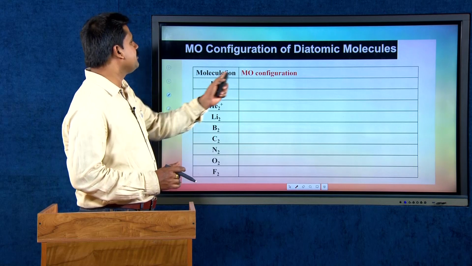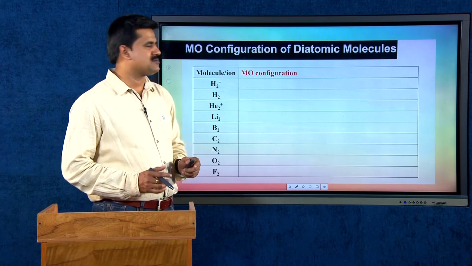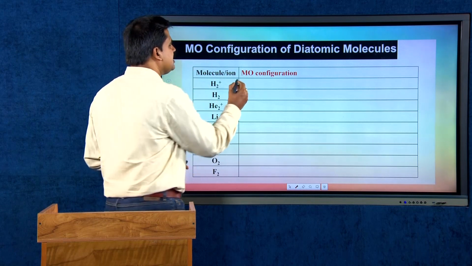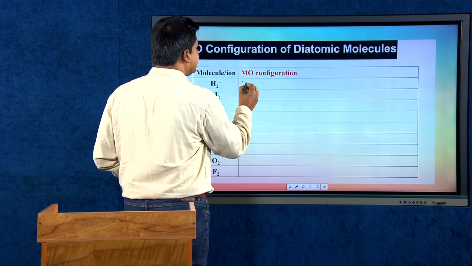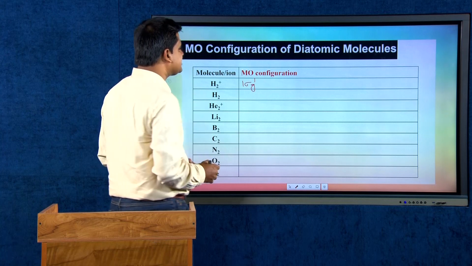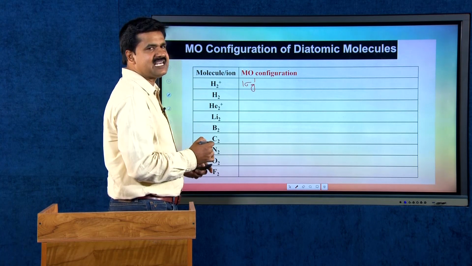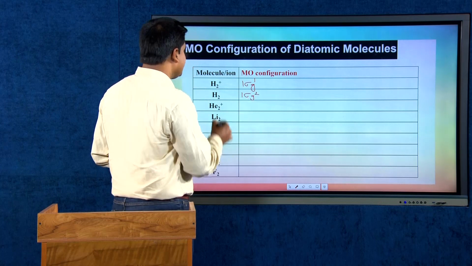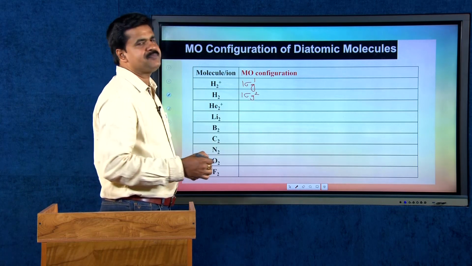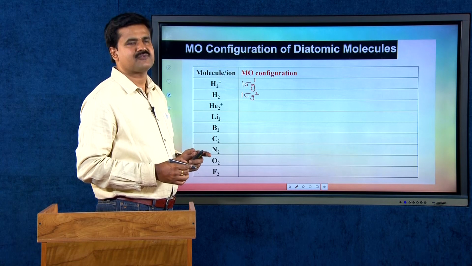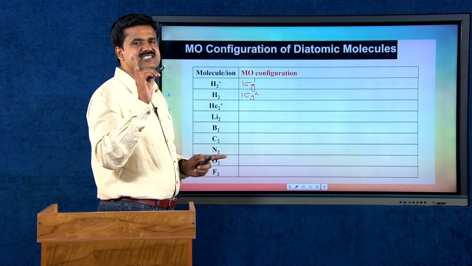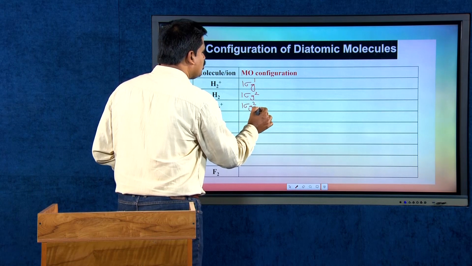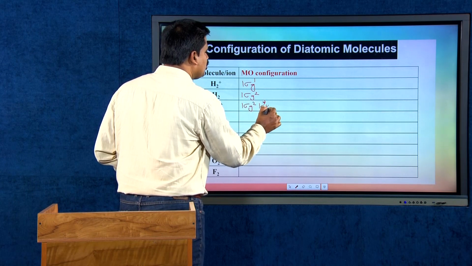Now, we can put MO configuration based on the new symmetry notation. H2 plus has only 1 electron. So the configuration is 1 sigma g 1, that is the MO configuration. For hydrogen there are 2 electrons, therefore the configuration is 1 sigma g 2. For helium He2 there are 4 electrons, and He2 plus has only 3 electrons. So the configuration is 1 sigma g 2, 1 sigma star u 1.